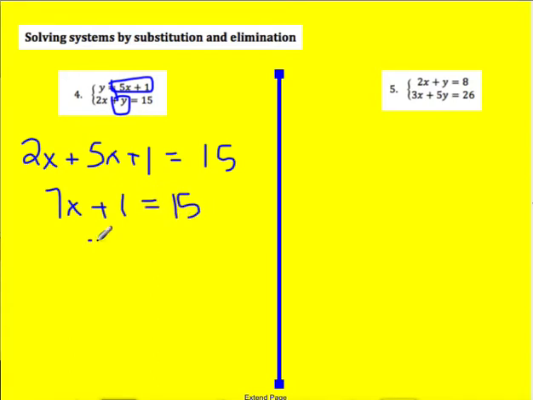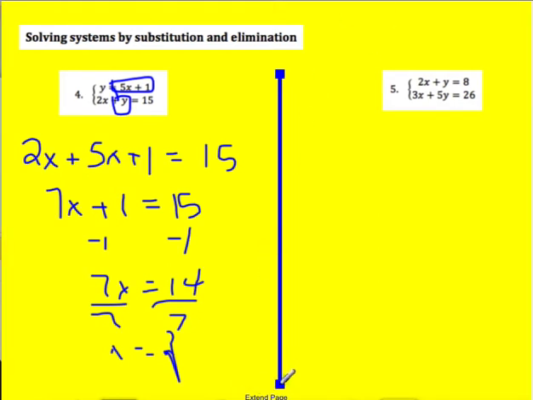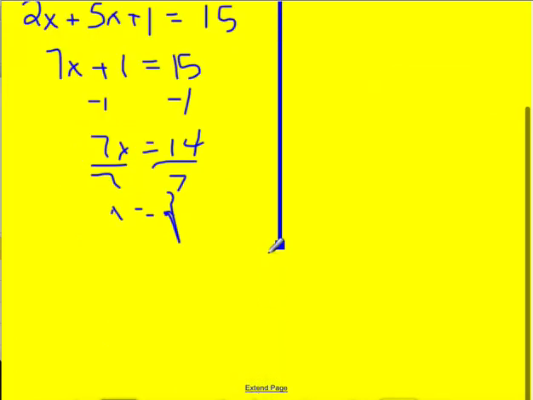So now I need to solve that for x. So I'm going to go ahead and subtract 1 from both sides. So I get 7x is equal to 14. Divide both sides by 7, and I get that x is equal to 2. So now what I need to do is I need to see if I want to extend the page. There we go. Okay, so x is equal to 2.